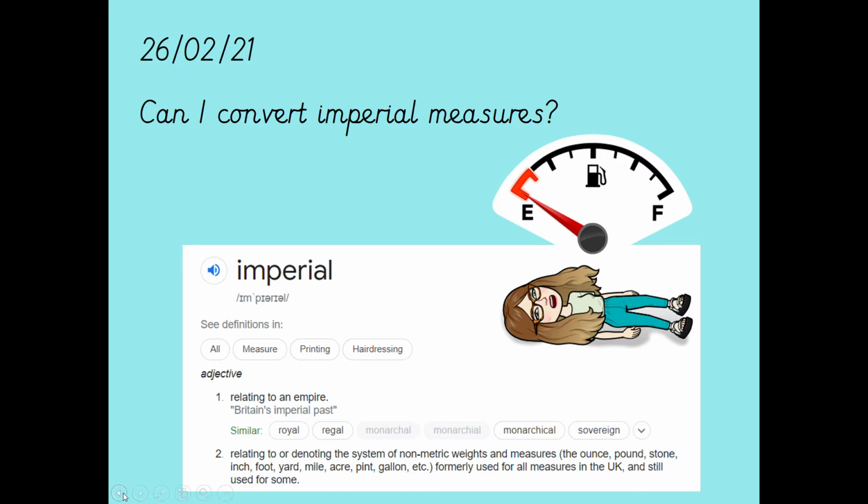So some imperial measures down here you might see. You might have heard of ounces, pounds, stone, inch, foot, yard, mile, acre, pint, gallon, etc. These are all originating in the UK.